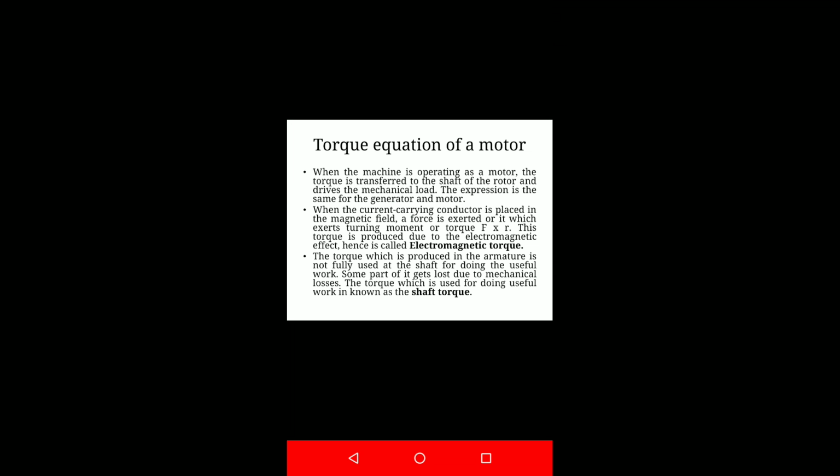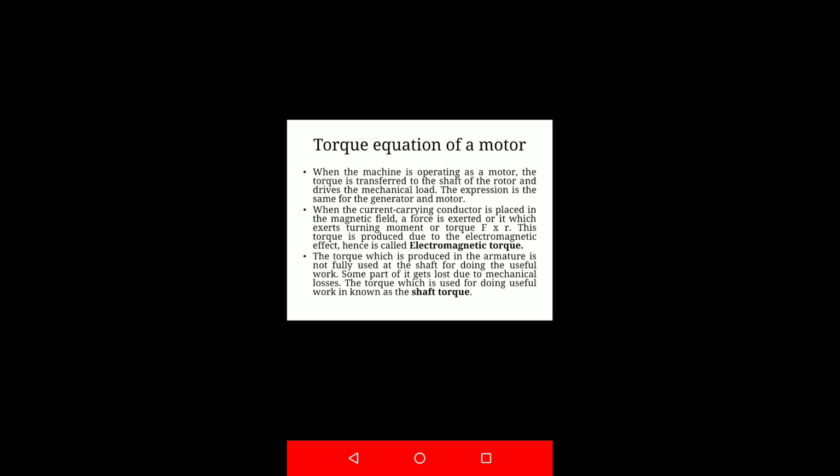The torque is nothing but force into distance. This torque is produced due to the electromagnetic effect, hence it is called electromagnetic torque. The rotational force is nothing but a torque. That rotational force into that rotational displacement, where the rotational angle is considered as the displacement, we can consider as torque.